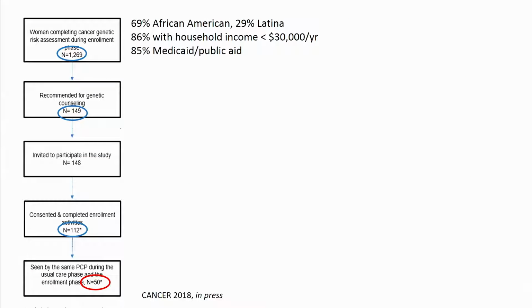And so we screened 1,200 women. About 150 of them met NCCN criteria for genetic counseling for BRCA 1 and 2. We enrolled 112 of those women who did surveys and the like. 50 of them were seen by the same primary care doctor before and after the intervention. So we could then go back and see, we now know who should have been referred out of those 50, how many of them were referred by their doc when they were on their own, and how many were referred once we started doing the intervention as a systematic healthcare system intervention.